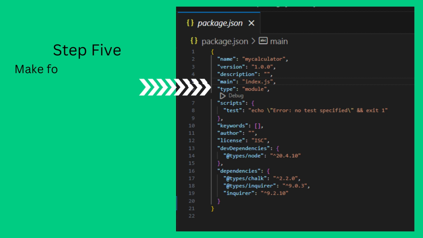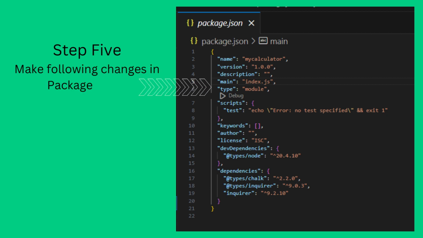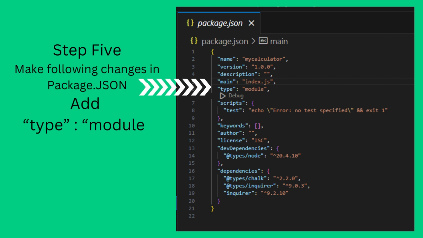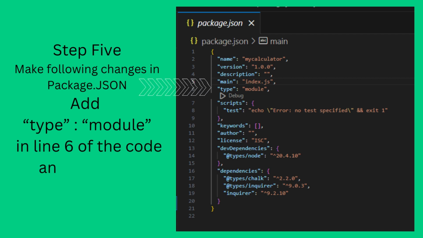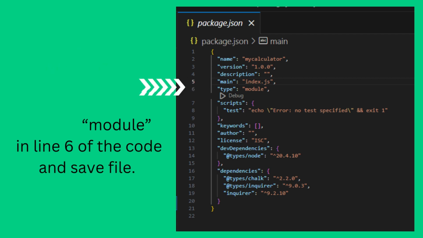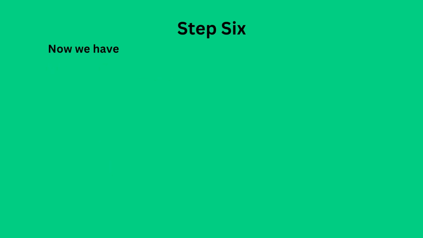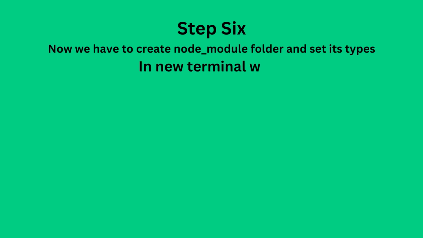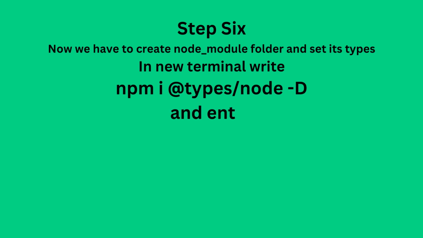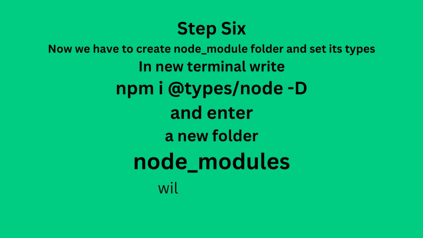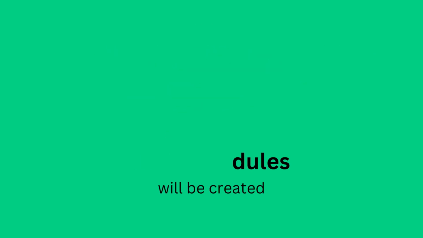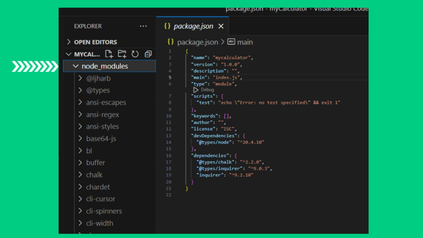Step 5. Make the following changes in package.json. Add "type": "module" in line 6 of the code and save the file. Step 6. Now we have to create the node_modules folder and set its types. In a new terminal write npm i @types/node -D and enter. A new folder, node_modules, will be created in the calculator folder.